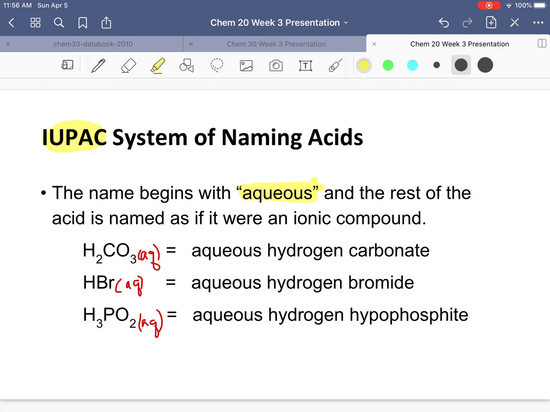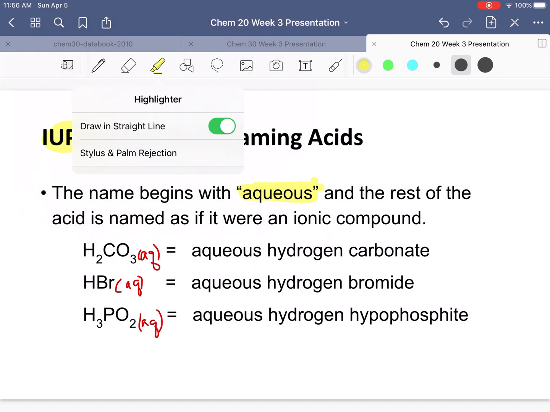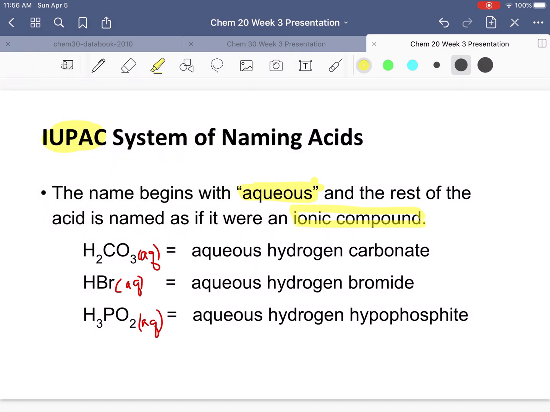Now, the rest, with IUPAC naming, after you write down the word aqueous, is simply named as if it were an ionic compound. Now, not that they are, because they're undergoing ionization, but I'll show you what I mean. Every single one of these examples starts with the word aqueous, and that is par for the course for IUPAC. The second part of this name is all based upon the hydrogen that has to be present in every single acid. So notice that consistency for all three of these examples: aqueous hydrogen, aqueous hydrogen, aqueous hydrogen.